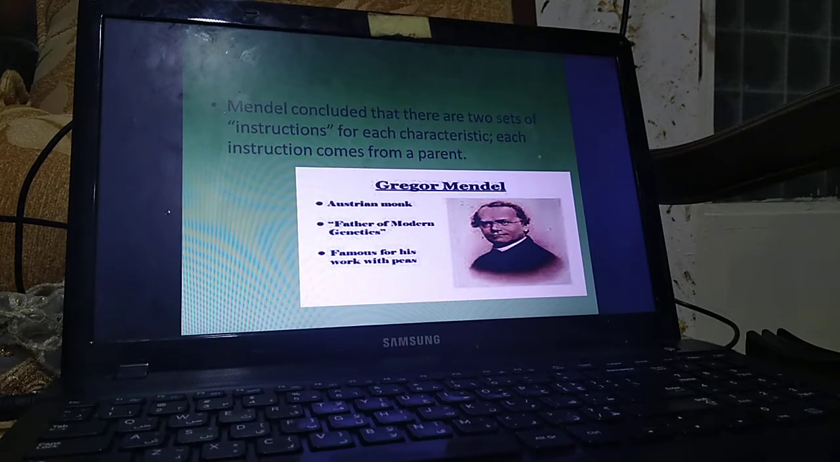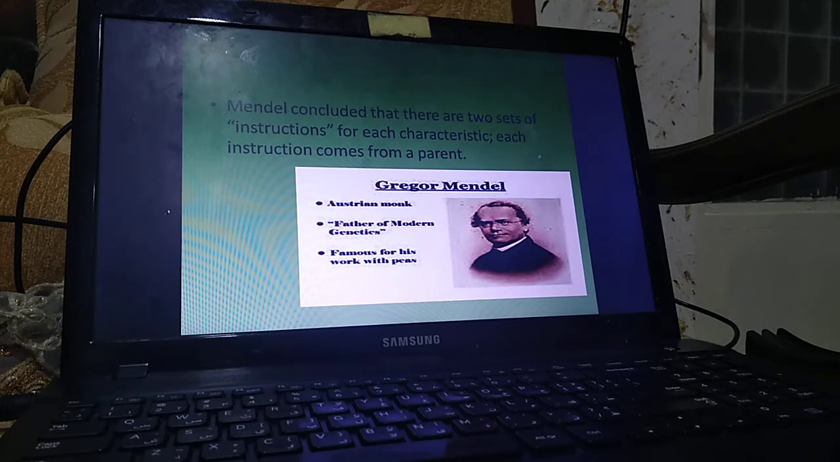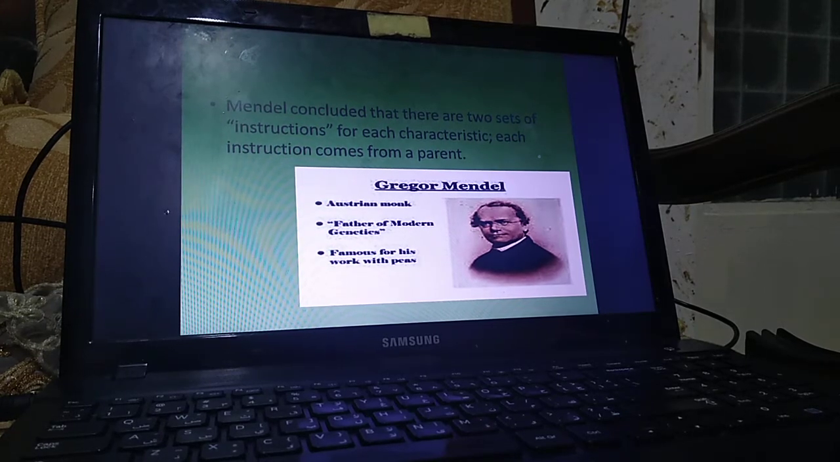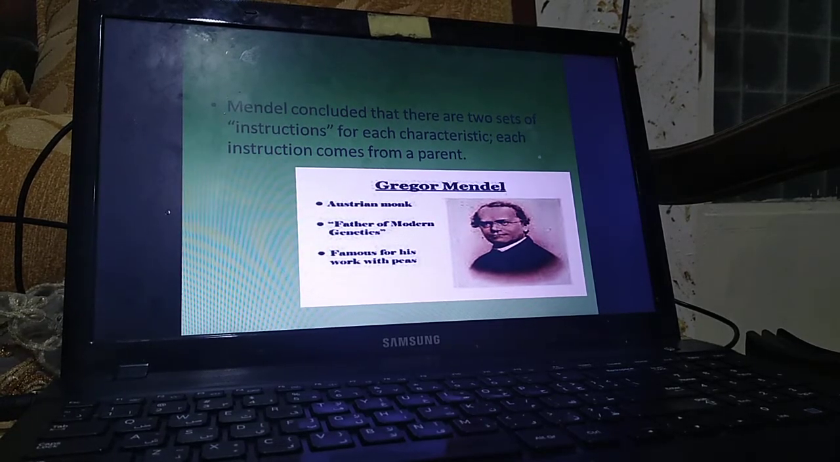Now, Mendel's work was not really appreciated until 30 years later. 30 years after his death. But now everyone recognizes his work. Thank you.